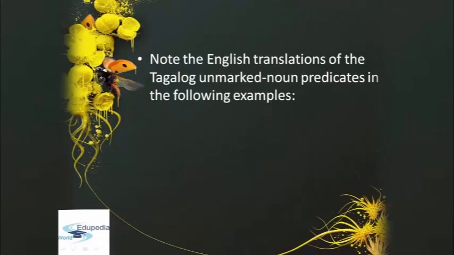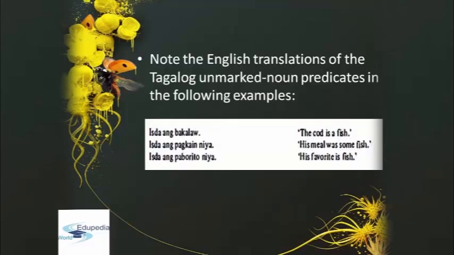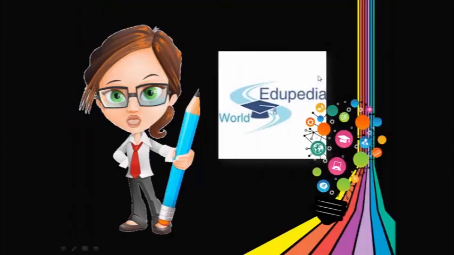Note the English translations of the Tagalog unmarked noun predicates in the following examples. Isda ang bacalaw. The cod is a fish. Isda ang pagkain niya. His meal was some fish. Isda ang paborito niya. His favorite is fish. So that is the first type of predicate.